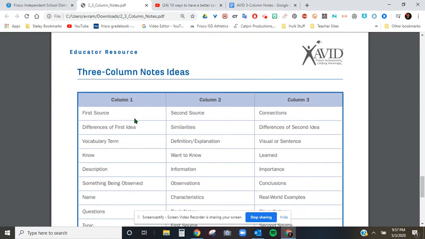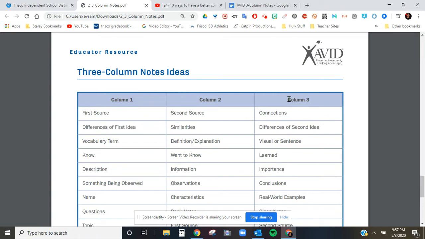Slowly scroll through those. What we are doing now is moving into a three column note. Again, we're exposing you to these digital note taking strategies because next year you're going to be exposed to using these, and we want to make sure that we're comfortable and we're not surprised. Three column notes is obviously similar to two columns. The only difference is there's a third column.